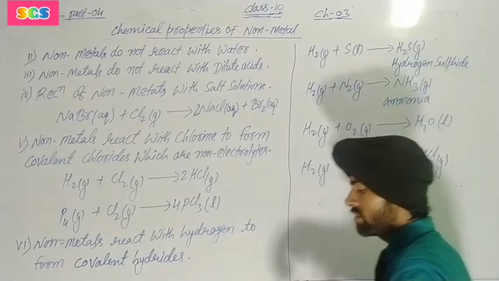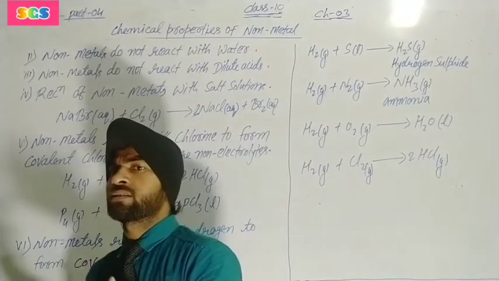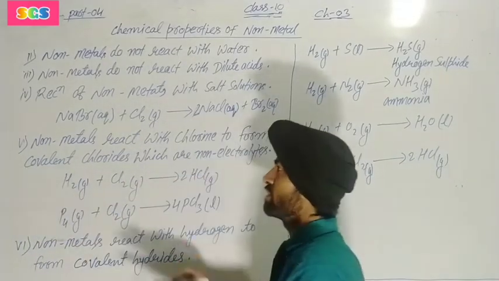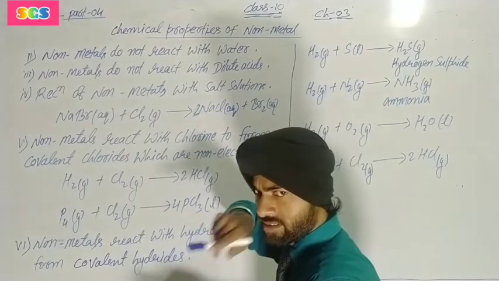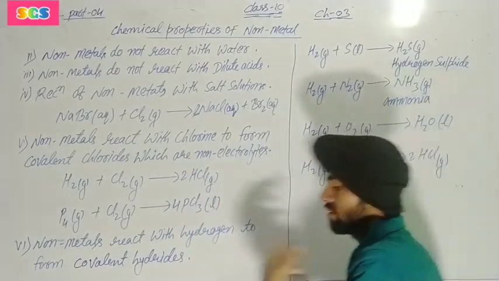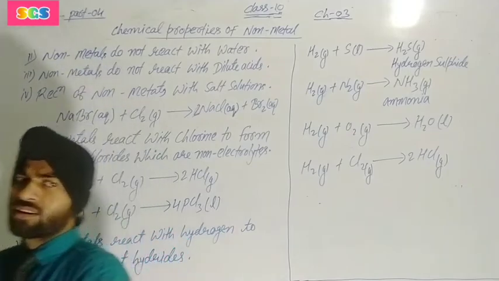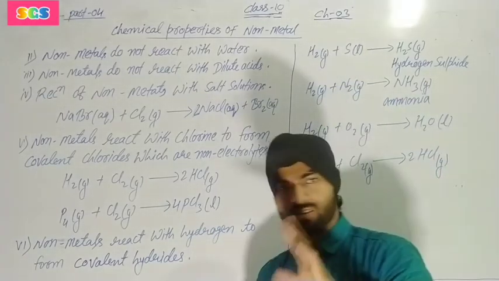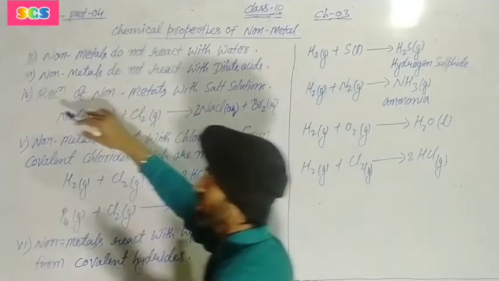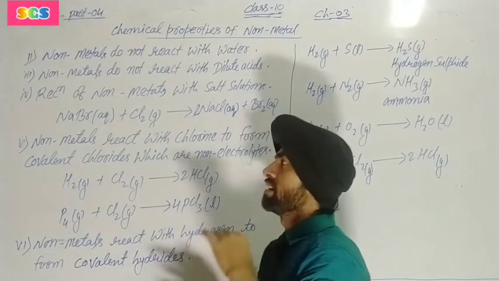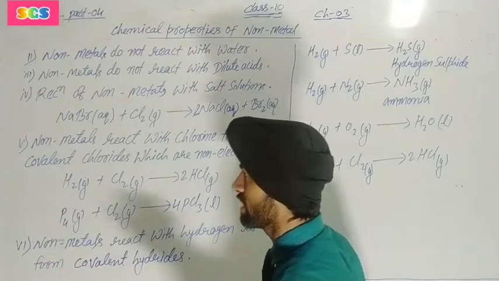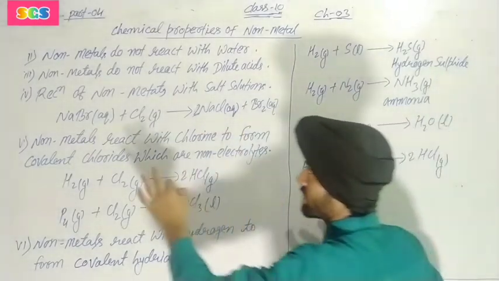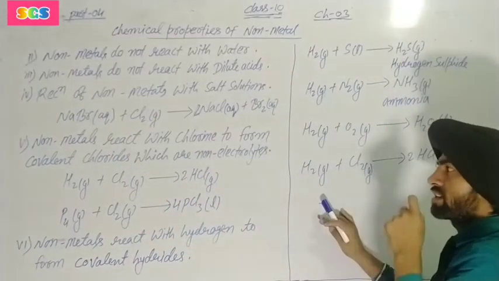So it means, if we discuss in detail, the non-metal which is going to react with the salt solution must be more reactive than the non-metal present in that salt solution. That's why I said you will have to learn the reactivity series of non-metals first, then learn the characteristics, and then you will understand these characteristics of non-metals in a proper way.